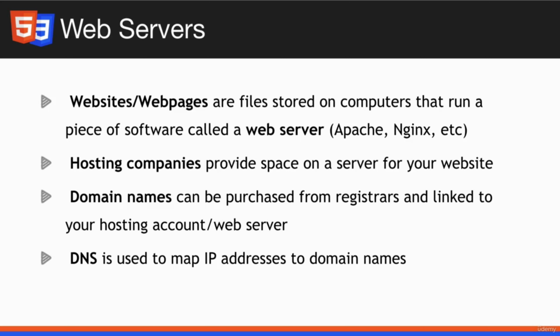So websites and web pages are basically just files that are stored on computers that run a piece of software called a web server. An example of a web server would be Apache or Nginx. Don't worry if you've never heard of these before. Technically, you could run a web server from your home on a computer, but most ISPs prohibit doing that, and you probably wouldn't want to anyway, because if for some reason the computer shuts off or something happens, your website goes down. So what you usually do is build a website on your local machine at your home or office, and then upload it to a hosting company, or to a server that a hosting company owns.